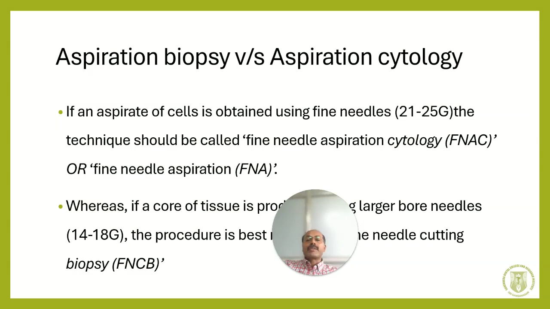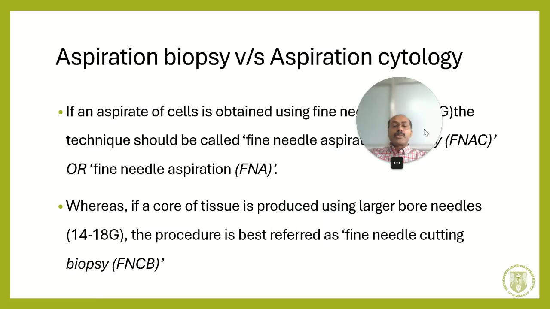So, what is the difference between an aspiration biopsy and an aspiration cytology? If an aspirate of the cells is obtained using a fine needle that is 21 to 25 gauge, the technique is usually called fine needle aspiration cytology or simply FNA or fine needle aspiration. Whereas if a core of tissue is produced using a larger bore needle like a 14 or 18 gauge needle, the procedure is best referred to as a fine needle cutting biopsy or FNCB.